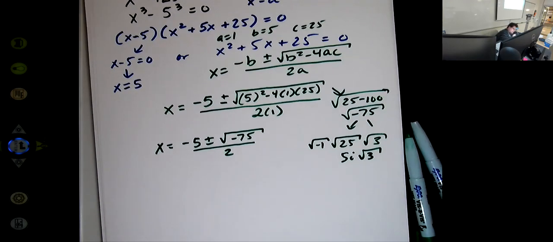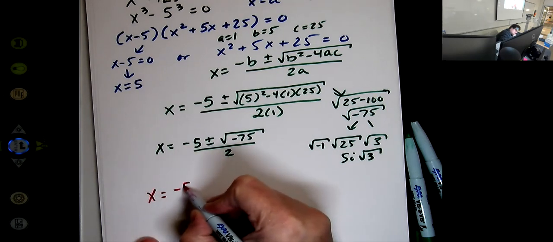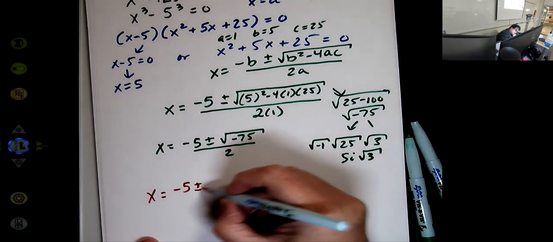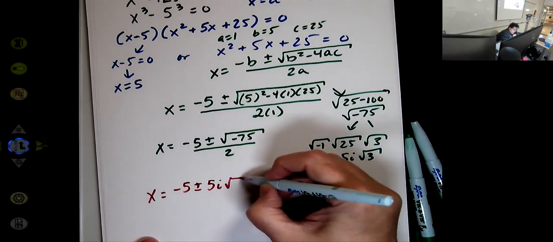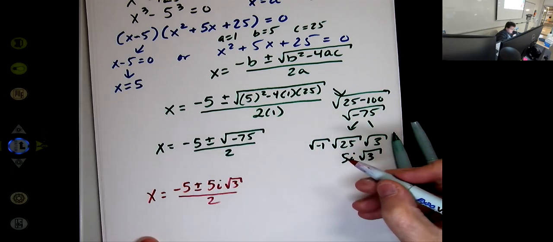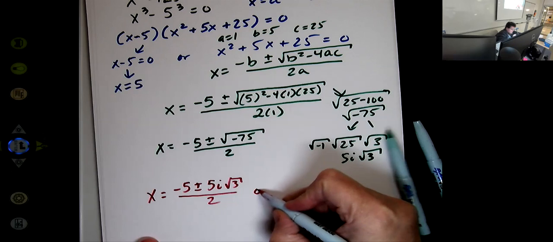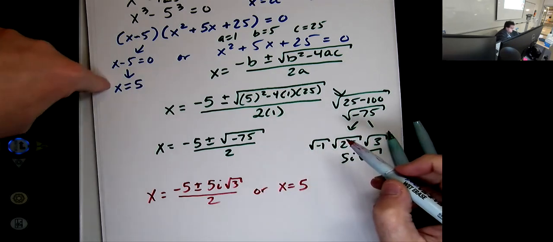So our final version is going to be x equals negative 5 plus or minus 5i root 3 all over 2, or x equals 5. Don't forget the solution up here.